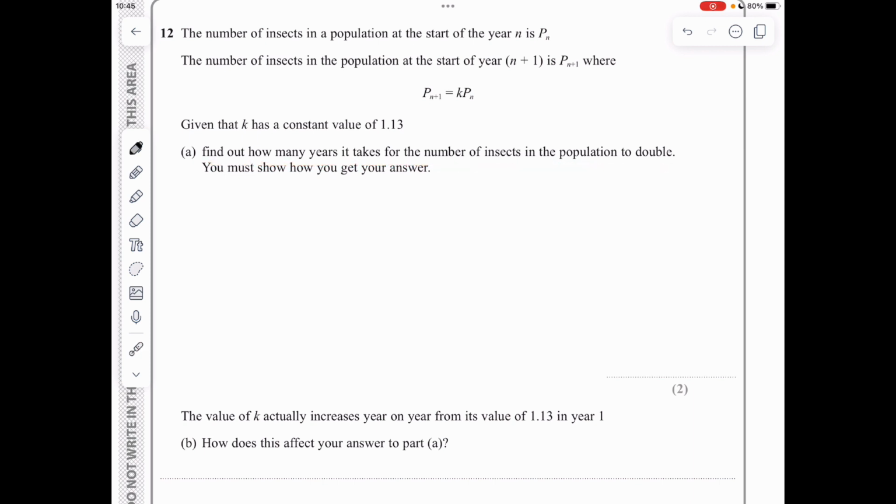So the relationship between consecutive years is that Pn plus 1 is 1.13 times Pn. We do not have the initial population. We're just interested in the time needed for this population to double. So I could suppose that the original population P1 is 1,000, and I could use this recurrence relationship in order to find the number of years for the population to double. So for example, P2 would be 1.13 times P1, which is 1.13 times 1,000, which gives an answer of 1,130.